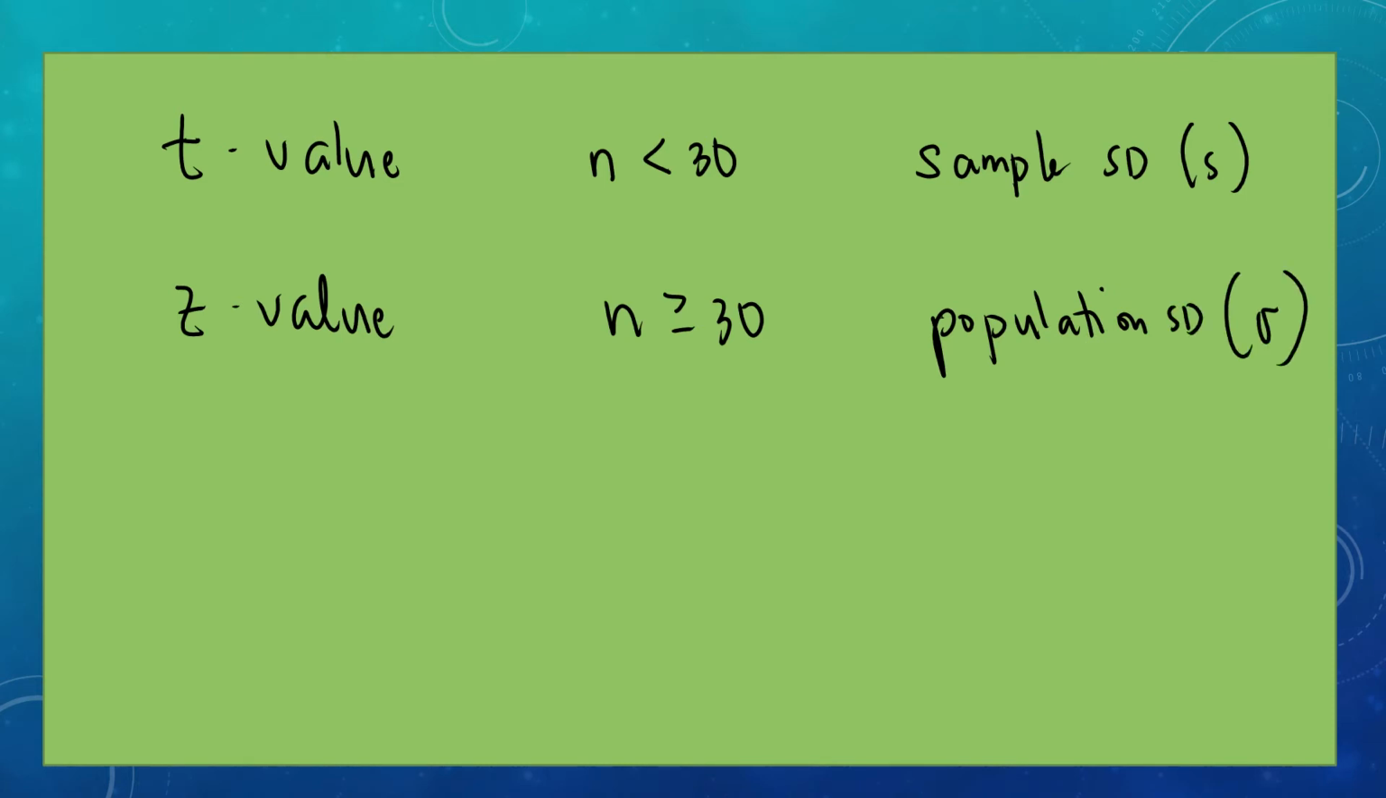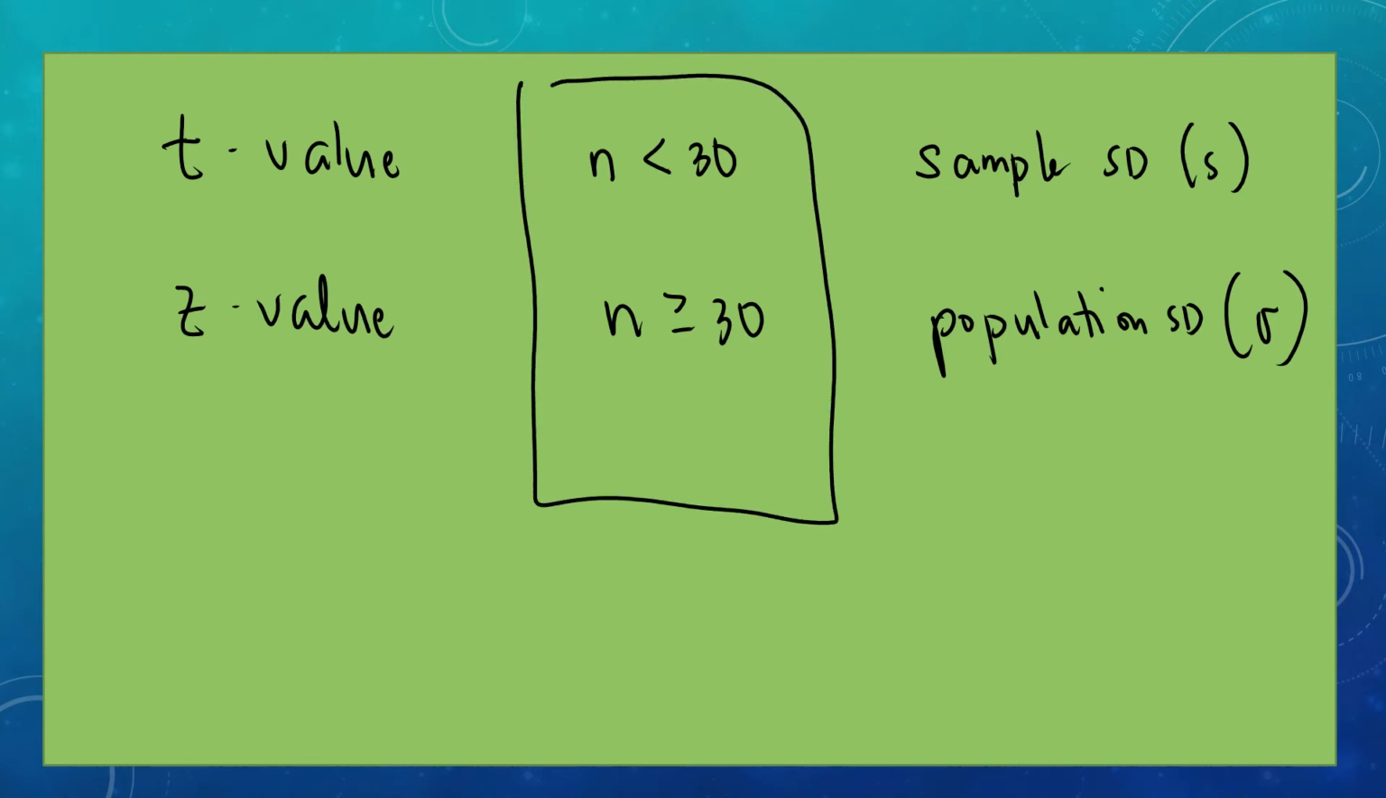So thus it implies that if the sample standard deviation is given, or sigma is unknown, and n is less than 30, we're going to use the t-value. However, if the population standard deviation is known, and your n is greater than or equal to 30, we're going to use the z-value. Okay, but this is very important, the number of samples. Okay, let's now try an example.